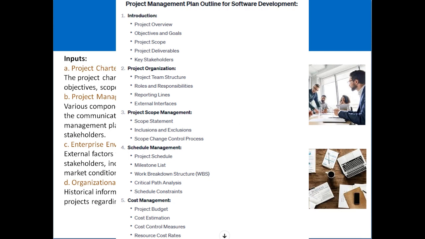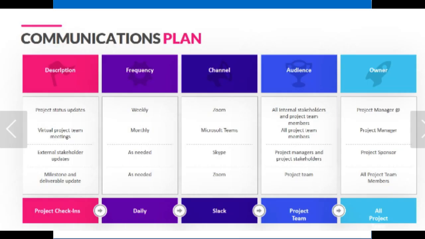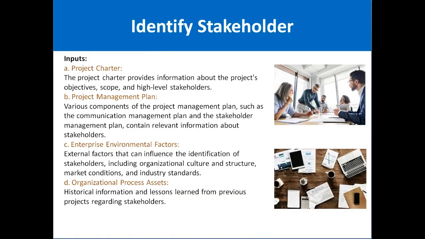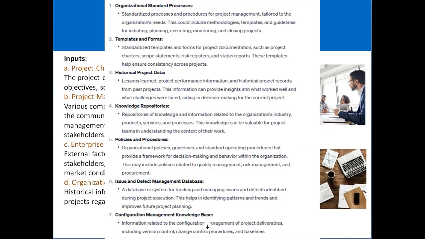The project management plan includes different plans, for example the communication management plan and the stakeholder management plan. These documents are very important for you to understand and identify the stakeholders. Then enterprise environmental factors, meaning the external factors that can influence the identification of stakeholders, including organizational culture, structure, market conditions, and industry standards. Then organizational process assets, meaning the historical information and lessons learned from previous projects regarding stakeholders.